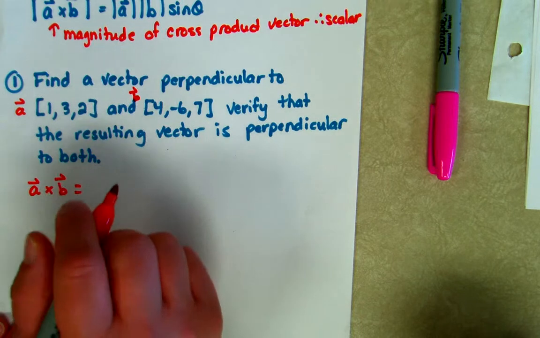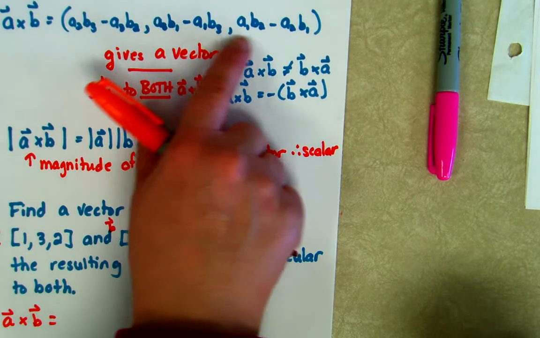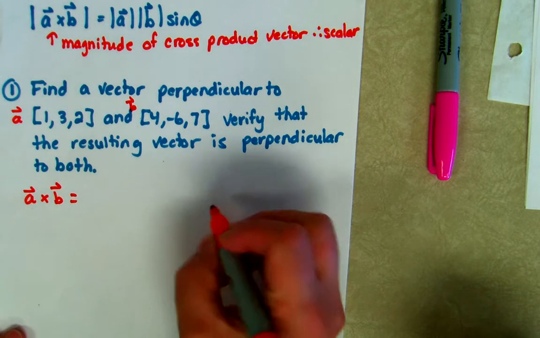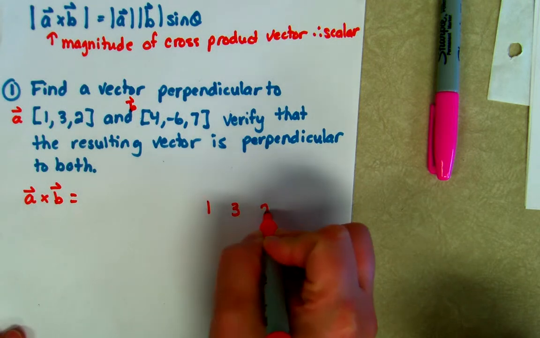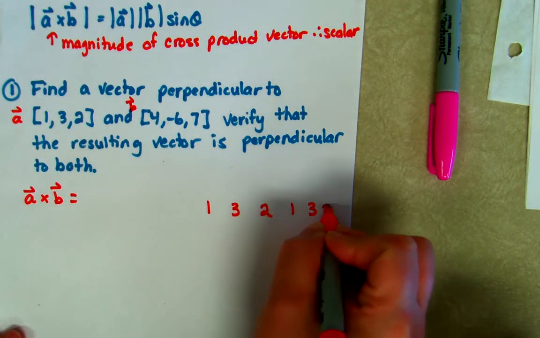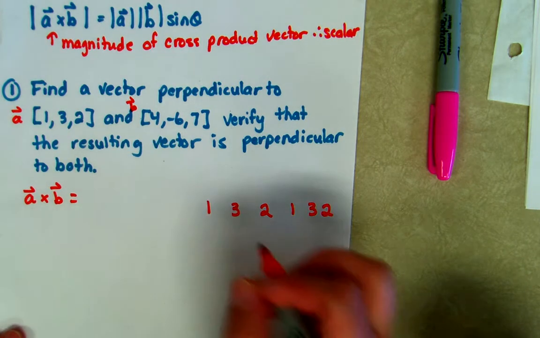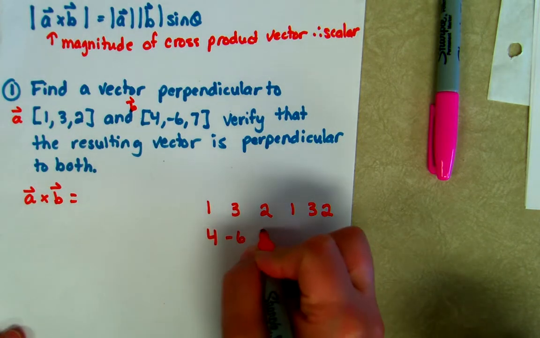And the trick just fills this in without having to remember the order of the numbers. You're going to take your first vector, and you're going to write it out twice right after each other. So I go 1, 3, 2, 1, 3, 2. I'm going to take the second vector, and I'm going to do the same thing underneath.